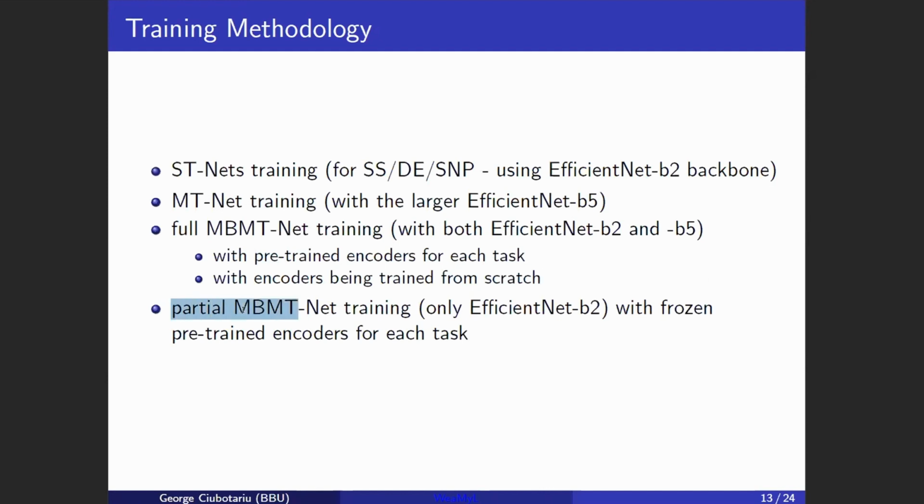However, if we partially train the MBMT-Net, it means that we have frozen the backbones, and the backbones have been each pre-trained for task specific. For each task, the semantic segmentation, depth estimation, and surface normal map prediction. And then the rest of the network has been trained together.